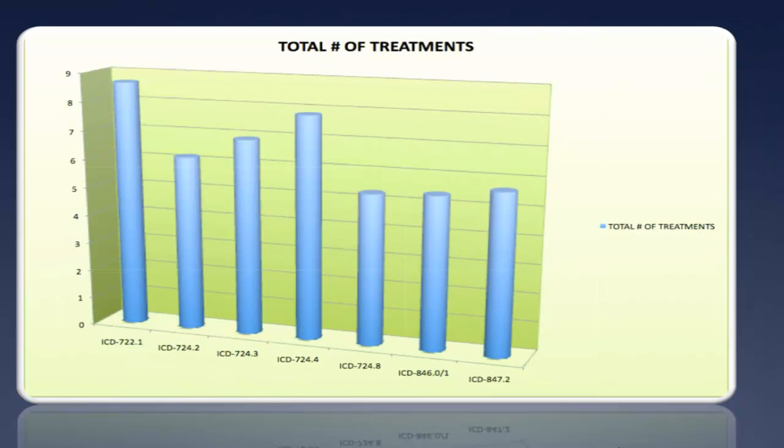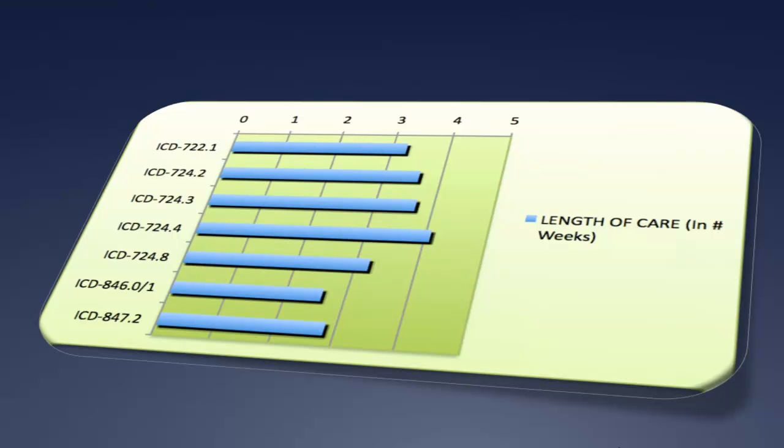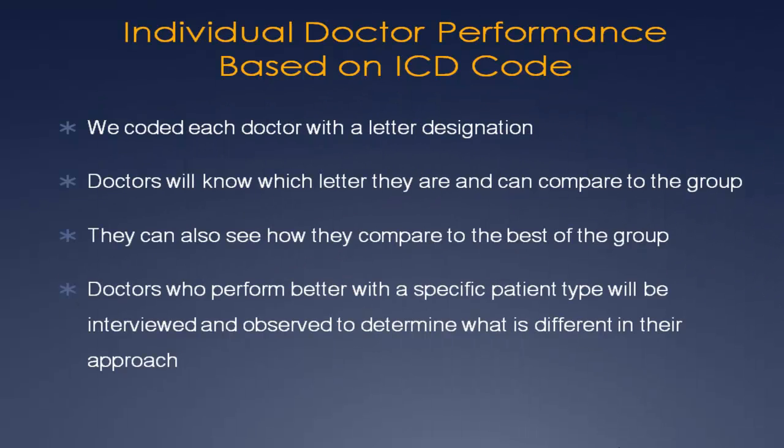Here are the total number of treatments. Treatment visits averaged around 6, and the length of treatment averaged around 3 weeks. For individual doctor performance based on ICD code, we coded each doctor with a letter designation. Doctors knew which letter they were and could compare themselves to the group. They could also see how they compared to the best of the group. Doctors who perform better with a specific patient type could be interviewed and observed to determine what is different in their approach.